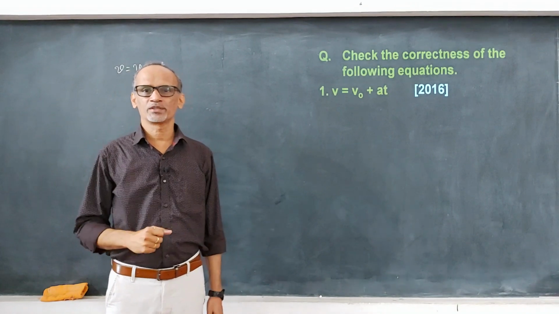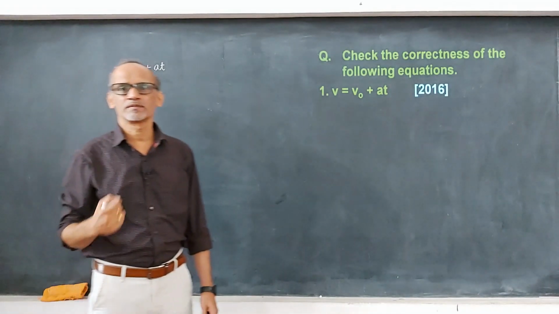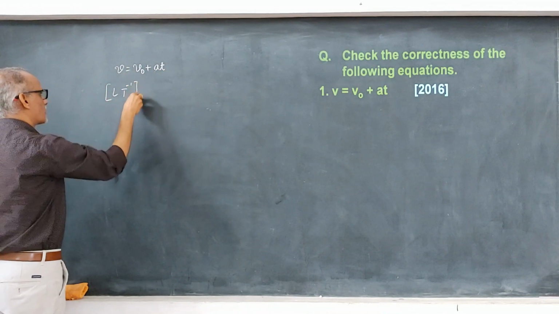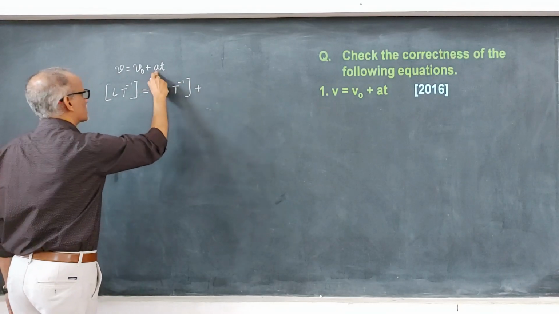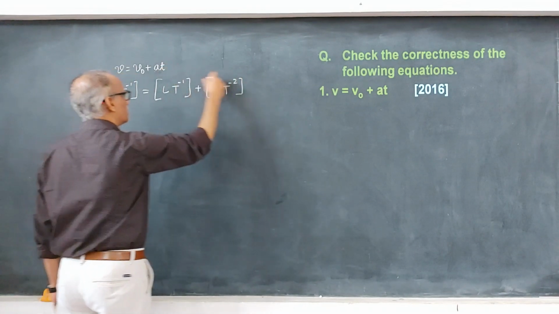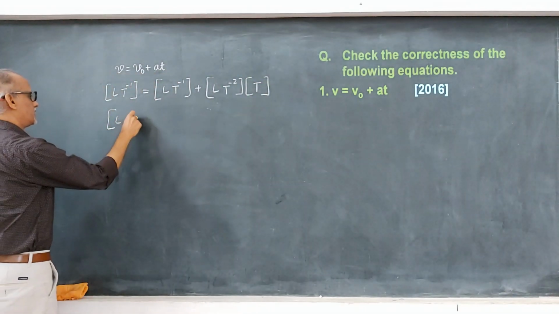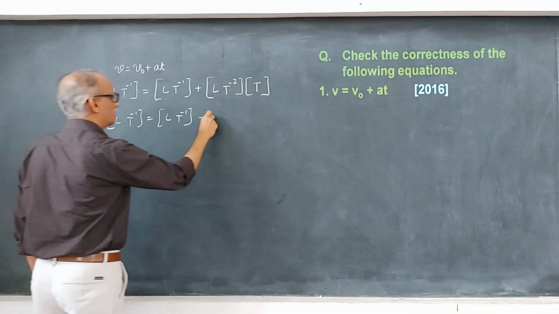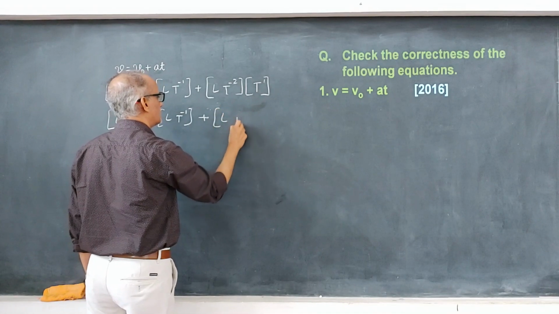Okay. The moment an equation is given, write the equation and then immediately write the dimensional formula of it. What is the dimensional formula of velocity? LT minus 1. What is the dimensional formula of this velocity? Same thing, LT minus 1, plus. What is the dimensional formula of a, acceleration? LT minus 2. Time, the dimensional formula of time is T. Simplify this: LT minus 1 stays as it is, no changes here. But here you have to simplify. LT minus 2 plus 1, minus 2 plus 1 is minus 1. So we get LT minus 1.